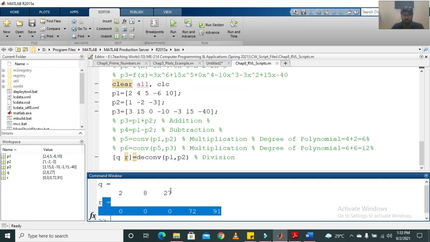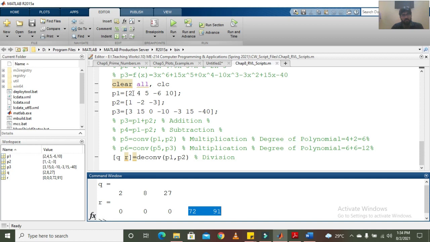Means that the quotient is 2x square plus 8x plus 27 and the remainder is 72x plus 91.